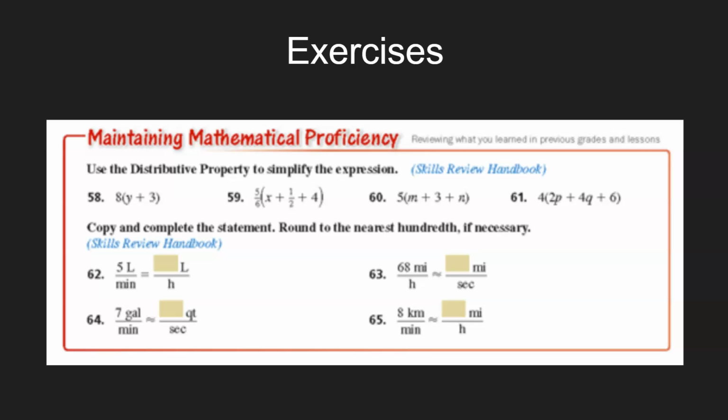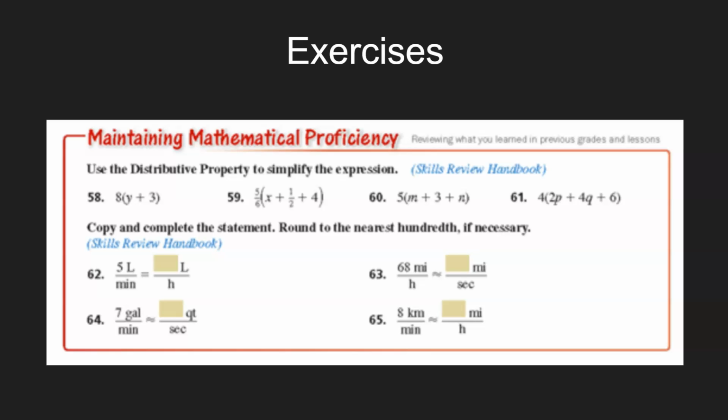For 63, 68 miles an hour is equivalent to how many miles per second? So in this one, we have to divide by 60 to get it down to minutes, and to divide by 60 again to get it down to seconds. So you could just put that into a calculator.